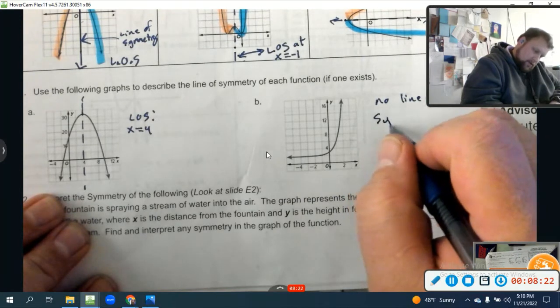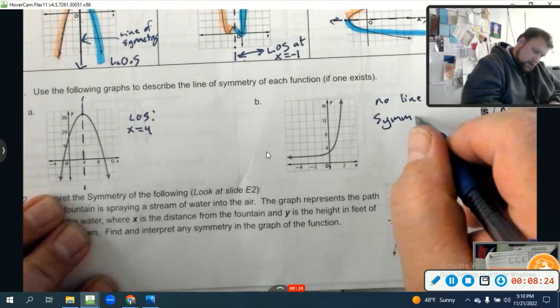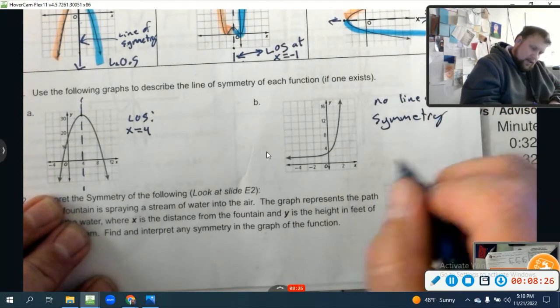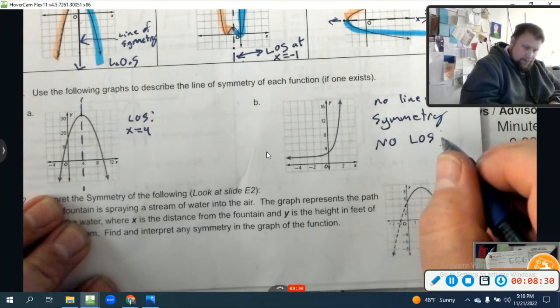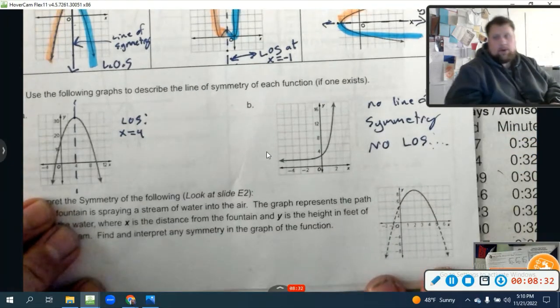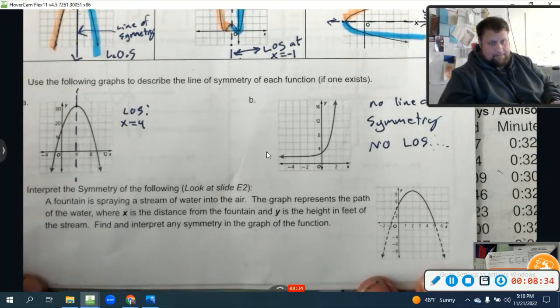Line of symmetry. And as I draw this, it hits me. Why didn't I just say no, LOS? Don't know why I didn't do that. Okay?